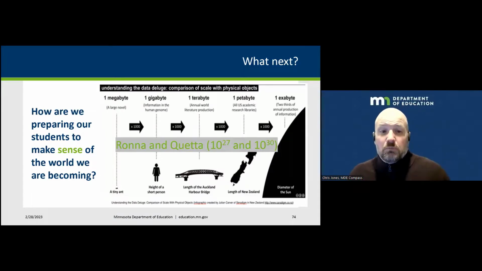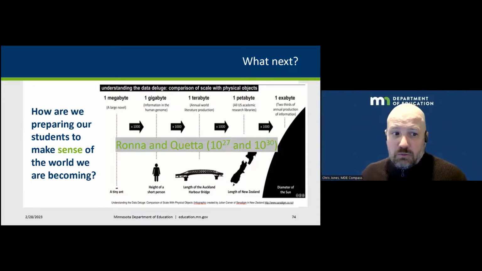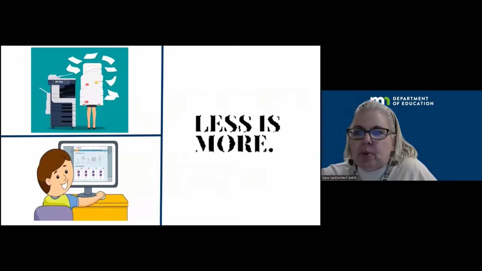If you didn't know, things are growing at such a rate that in November, the General Conference on Weights and Measures added 2 more prefixes. They're Ronna and Quetta, for 10 to the 27th and 10 to the 30th, to make dealing with large numbers easier. That's probably not something we deal with on an everyday basis, but I went down a rabbit hole reading about it, and Mike also mentioned it. Just realize the complexity of the world that we want our kids to make sense of as you're thinking about using these. Sarah?